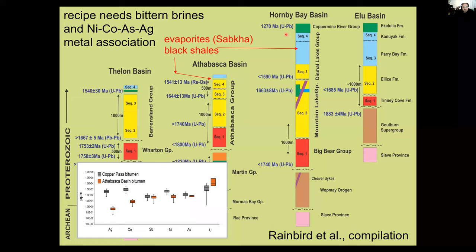However, we know that in these types of basins, the appearance of hydrocarbons is associated with anomalies in these characteristic metals. And I'm showing you some bitumen data from the Athabasca Basin in the lower left corner compared to the bitumens from Copper Pass in the east arm of Great Slave Lake. And so the metal associations are there and the concentrations are quite high.